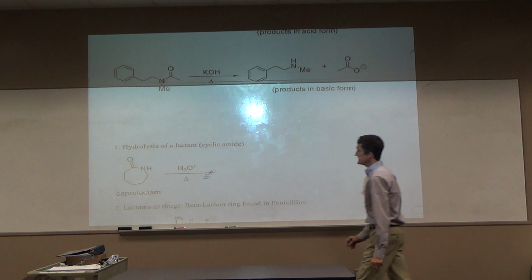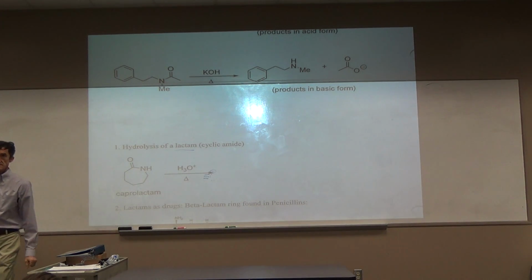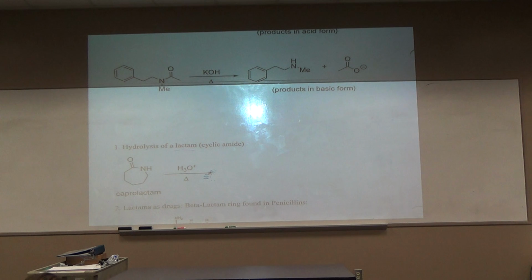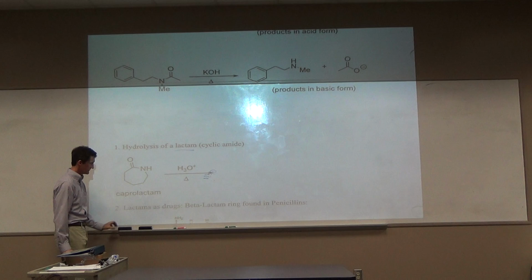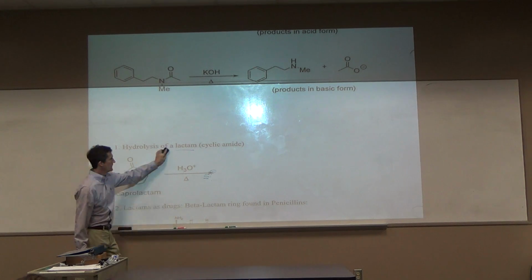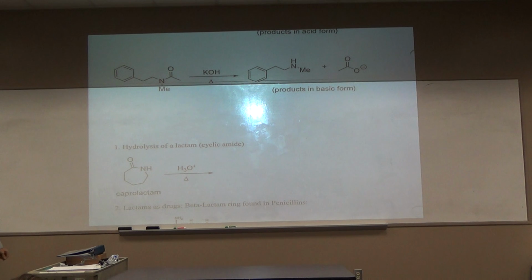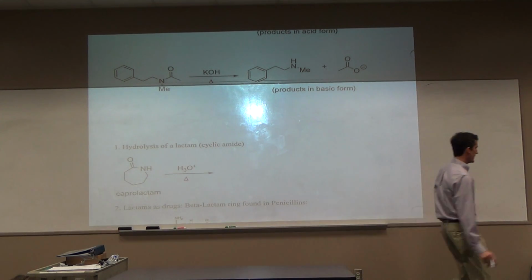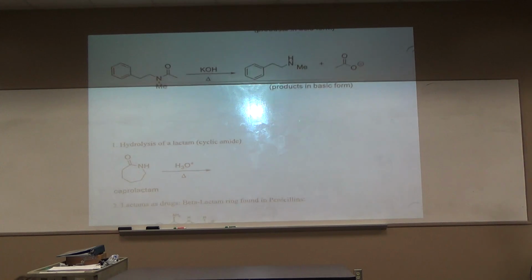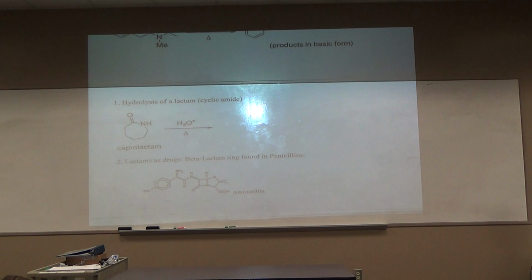Down here we have a cyclic amide. Cyclic amides are called lactams. Okay? You can hydrolyze open the lactam. Just because it's cyclic doesn't mean you cannot hydrolyze it. That's caprolactam, and the product there, once opened up, is then used to make nylon.